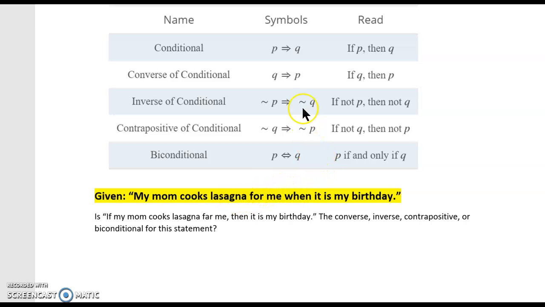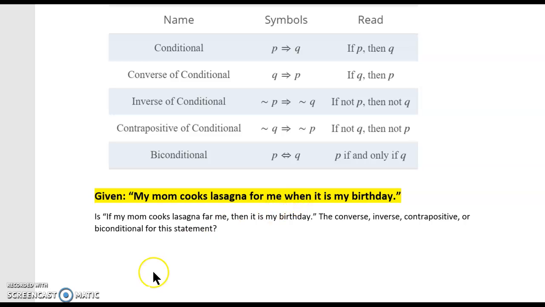One of the things I like to do when I'm translating is figuring out which thing implies the other. This is if P, then Q, which is also P implies Q. So I'm going to look at this and see which thing implies the other thing. Does my mom cooking lasagna imply it's my birthday, or does my birthday imply that I get lasagna? So it says when it's my birthday, I'm already changing it around. My mom cooks lasagna for me when it's my birthday. So you kind of know when it's your birthday that you get lasagna. So we're going to translate this to if it's my birthday, then my mom cooks lasagna.